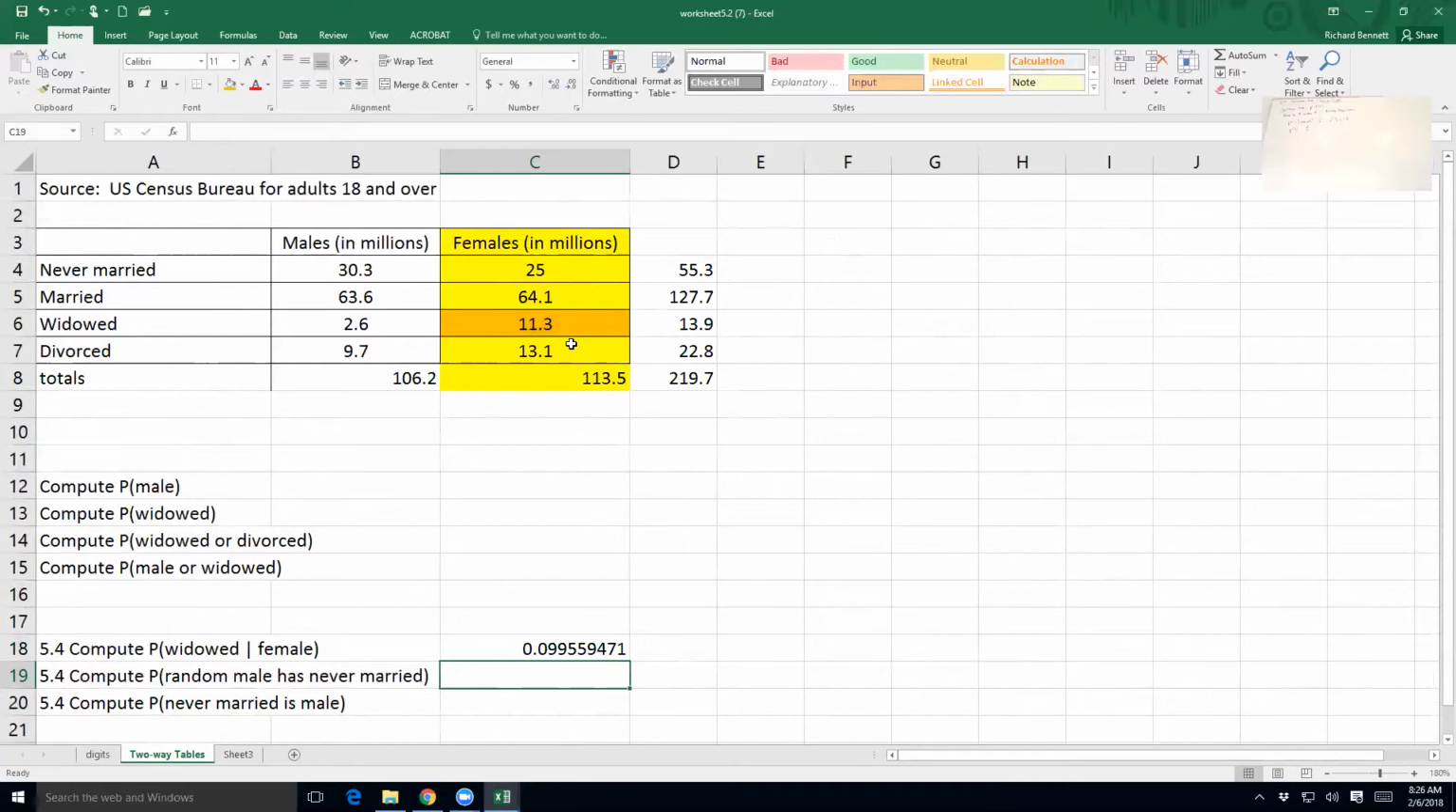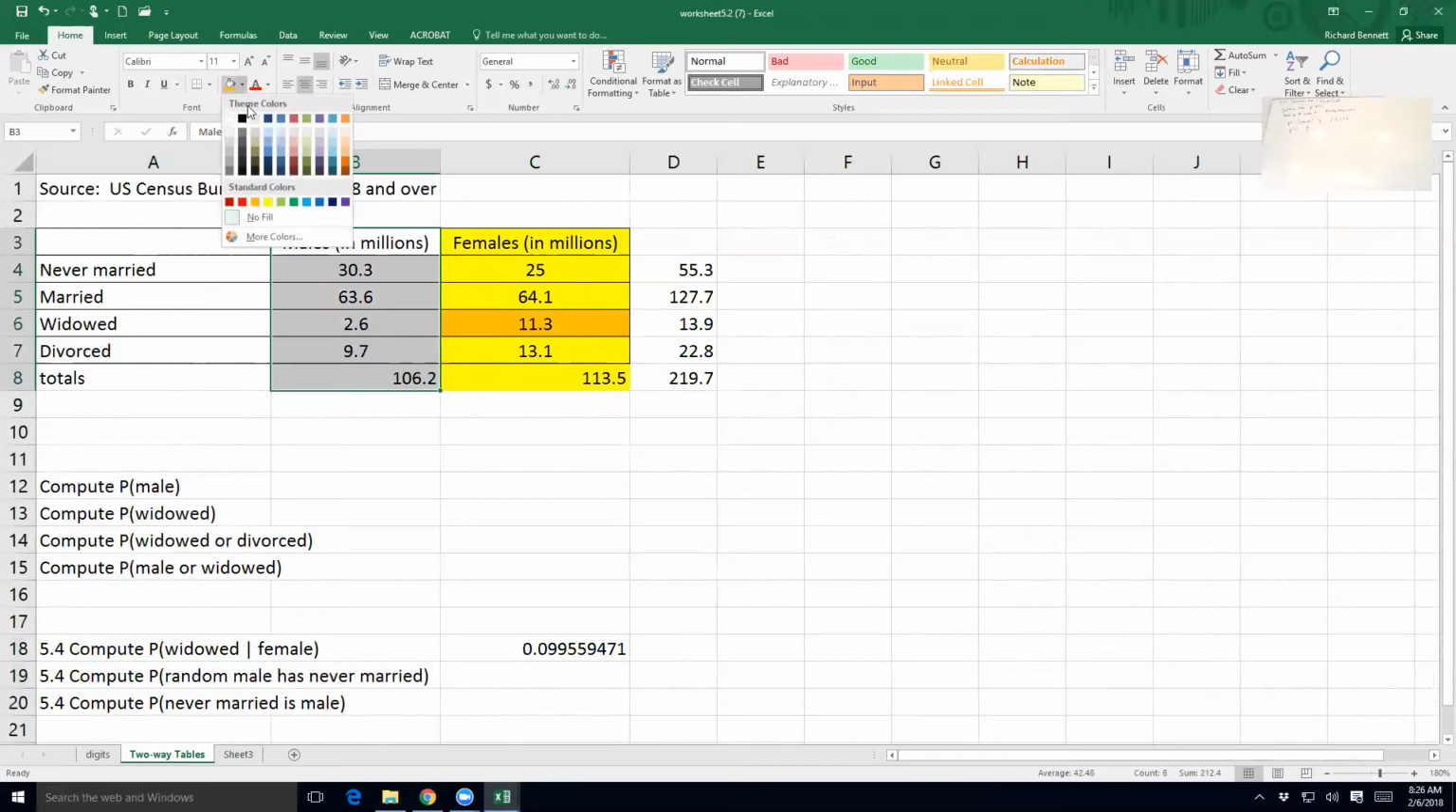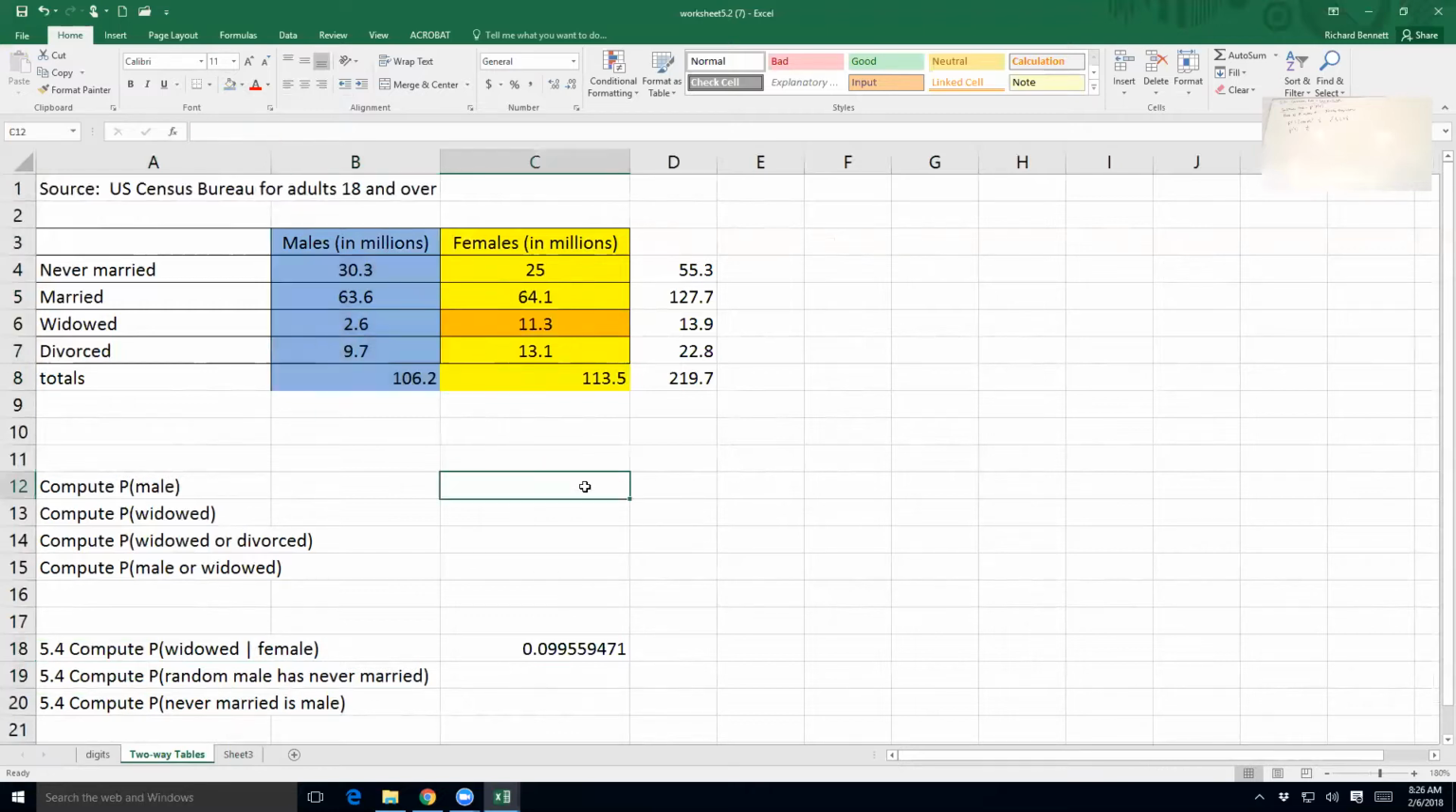Okay, so what is the probability that a random male has never married? Okay, so this one doesn't quite have the bar there like that one did, but it is a conditional probability because what are we looking at only now? We're only looking at the males. So we're looking at the males. So we'll go blue, I guess. And so Chris, it must be your turn. A random male has never married. What am I looking at in the male column?